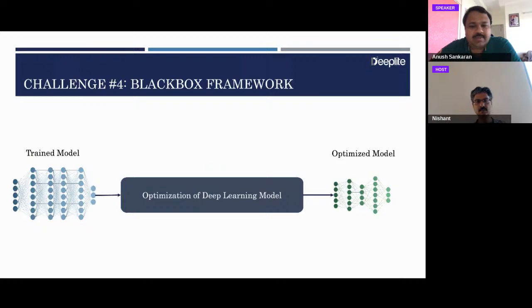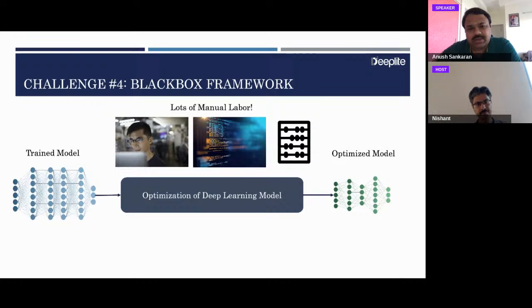Okay. The next is the problem of optimization itself is very difficult. As most of you pointed out, the accuracy of the model decreases. That is point one. And the second point is, generally in the world of deep learning, we know that there is a lot of hyperparameter tuning kind of a problem, right? So there is a lot of manual labor and back and forth and trial and error kind of approaches that exist in trying to optimize the deep learning model.